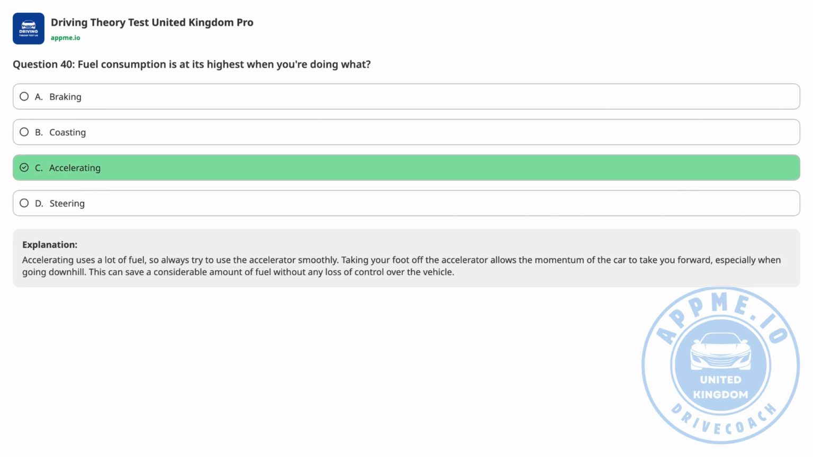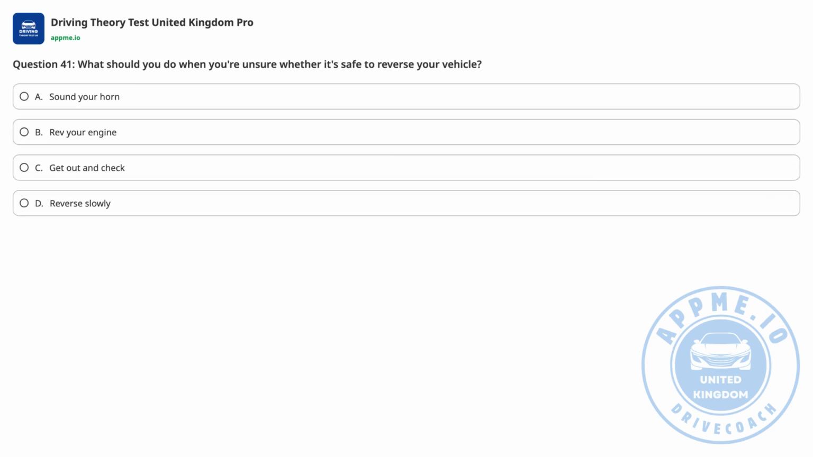The correct answer is C. Question 41. What should you do when you're unsure whether it's safe to reverse your vehicle? A. Sound your horn. B. Rev your engine. C. Get out and check. D. Reverse slowly.